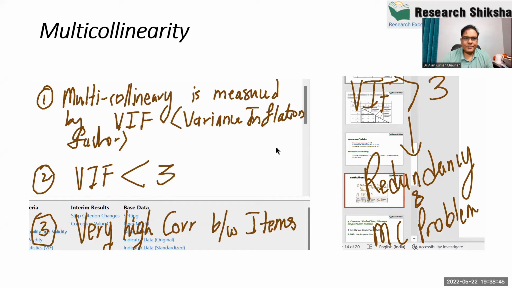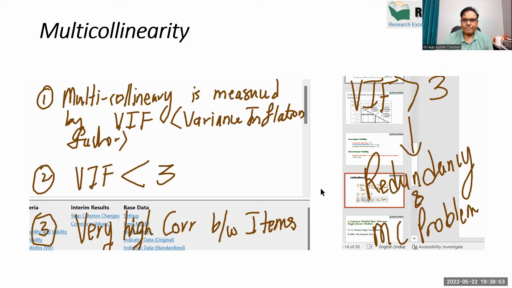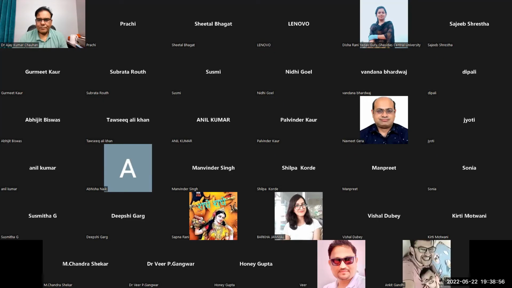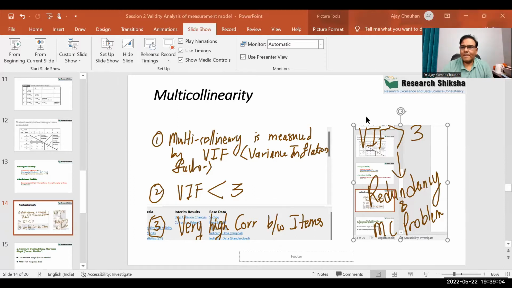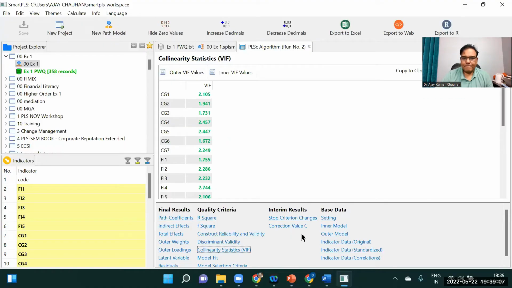Okay, so let me share the PLS again. So where is PLS? Yeah. So I hope you can see the PLS. We clicked on multicollinearity, collinearity statistics. We have seen all these values. All these values are less than 3. So in this data set, we do not have the problem of multicollinearity.